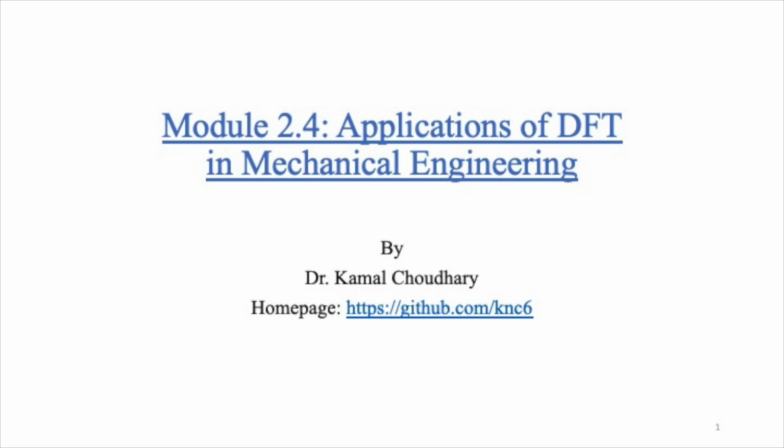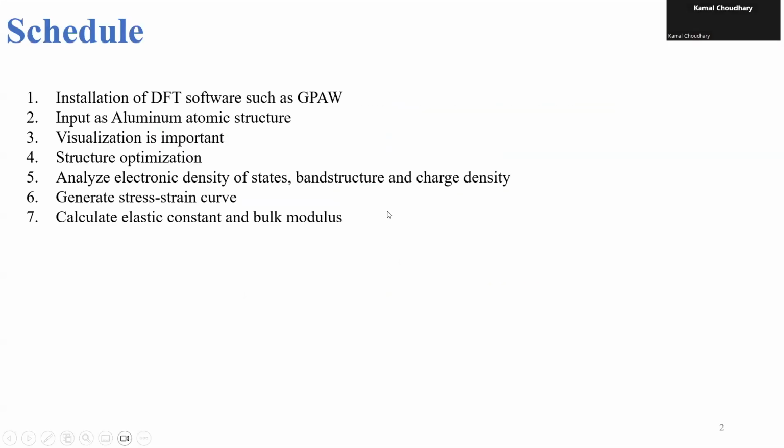Module 2.4, Applications of Density Functional Theory in Mechanical Engineering. In this module, we're going to learn how to install a density functional theory code such as GPAW, run an example for aluminum, especially how to input the aluminum atomic structure, how to visualize atomic structures, which could be important, and not just the structure, the optimization and other outputs as well.